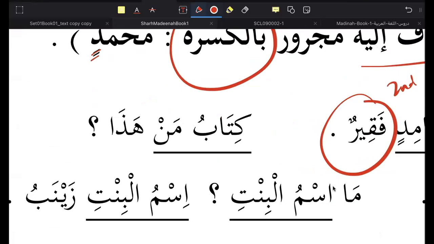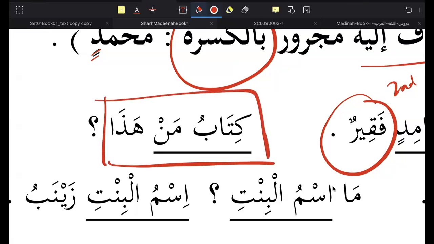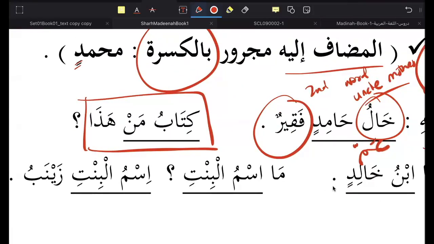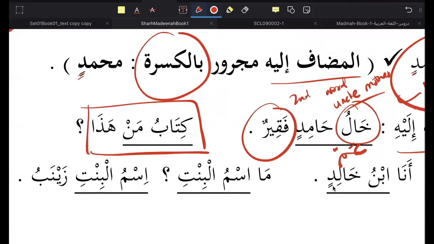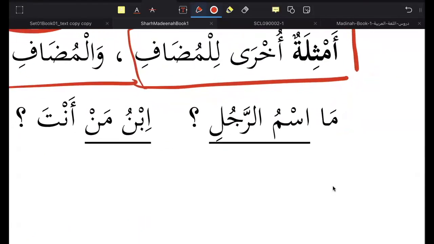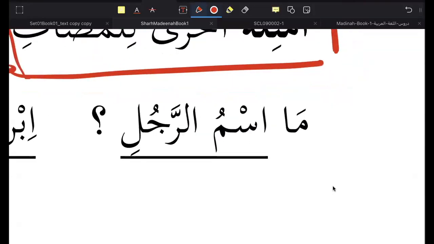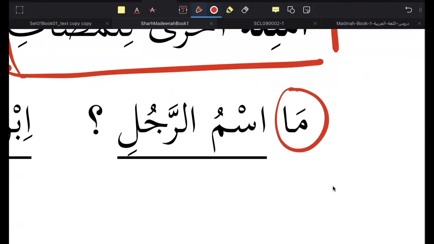Now, Kitabu man hada. Now you say Kitabu man, the book of who is this? So this is a little bit interesting construction. Just get used to it for now because I need to explain a few other things. Now, then it says Ismu Rajul. So ma, we know already ma. We said ma hada, it means what? Then we have Ismu Rajul.